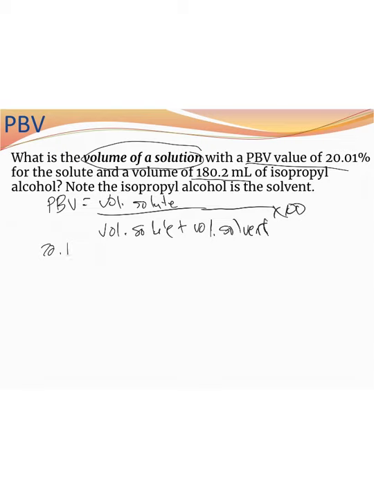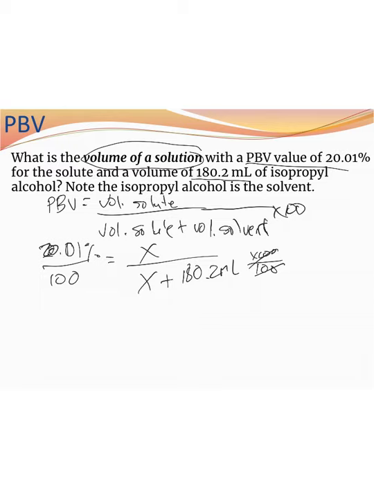I got 20.101% equal the volume of the solute, which I don't know, in this case, X. It's going to be X. And the volume of the solvent, which is the isopropyl alcohol, is 180.2 milliliters. And of course, it's times by 100. So to get rid of 100, I divide by itself again. So now I have two fractions, and we're learning math that you can cross multiply.